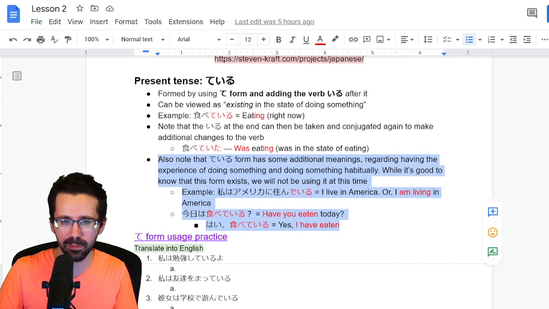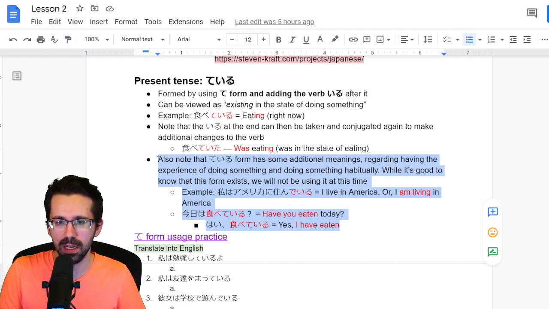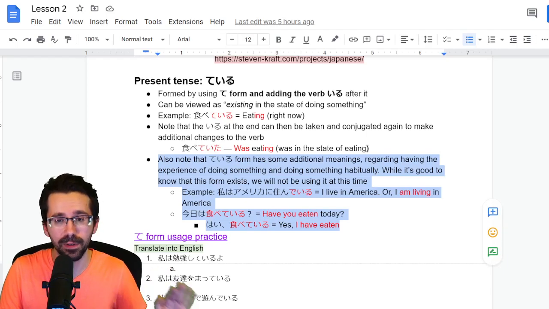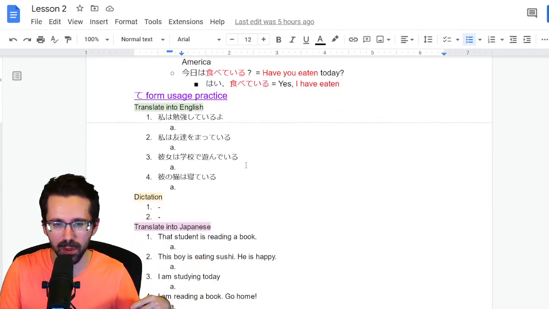Again, the second meaning of te iru form is much more advanced and not something that you have to have mastered. But I just wanted to bring it up because it will come up in the future, and it will be good to know in the future. But for now, the main reason we're learning te iru form and the main way that we will be using it is for present tense. So we've got some practice for those. Go give them a shot.